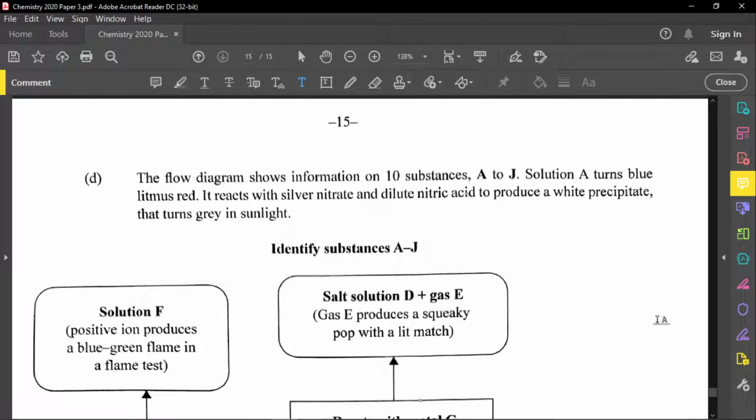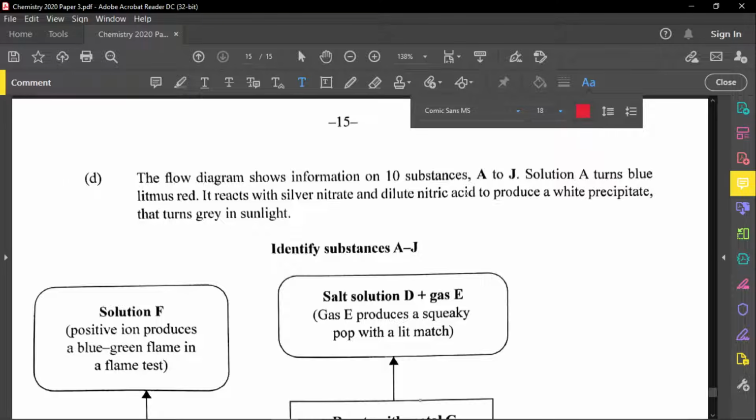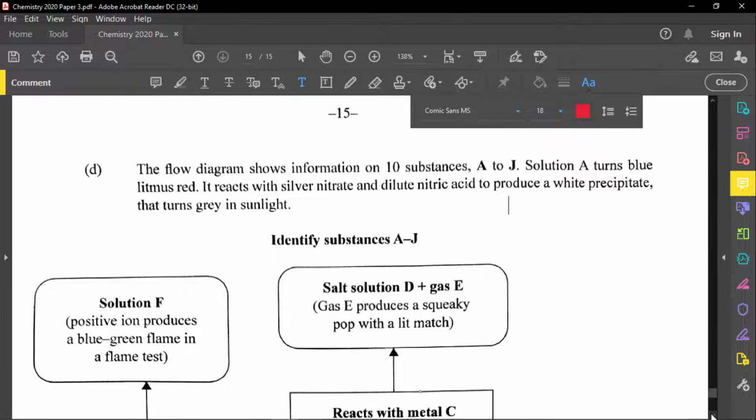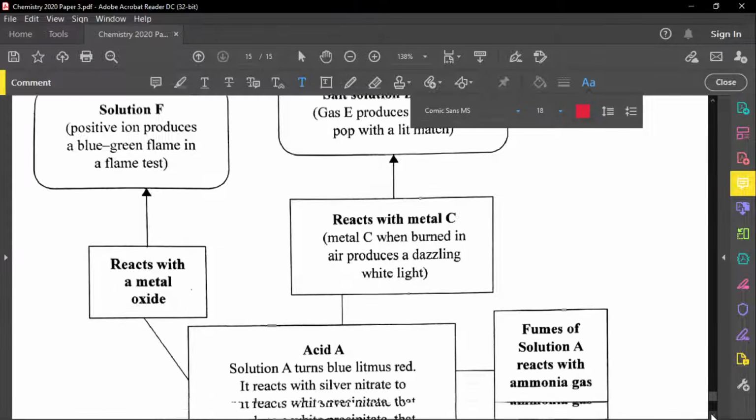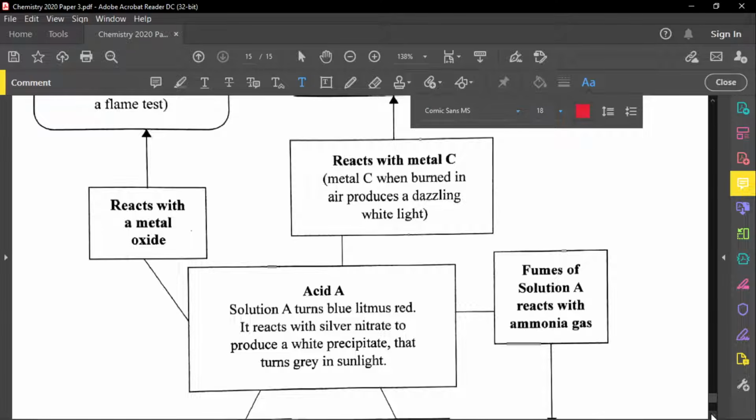It said the following diagram shows information on 10 substances, A to J. This is a long one. It's a solution. A turns blue litmus red. It reacts with silver nitrate and dilute nitric acid to produce a white precipitate. So let's see what's going on right here. We're going to identify these things. Let's start from the middle. This is acid A. So this is an acid. That's a big clue. Solution A turns blue litmus red, naturally because it's an acid.